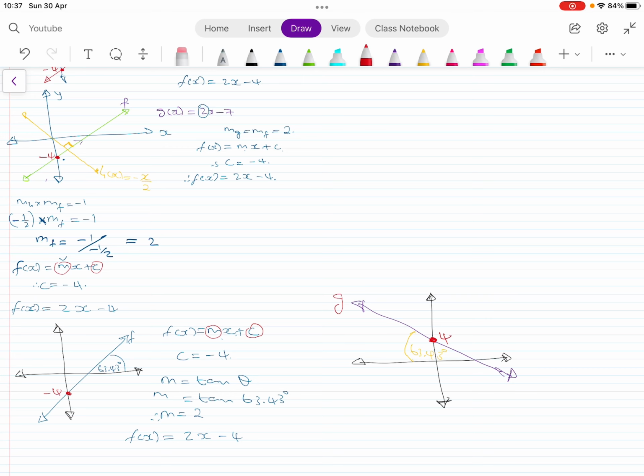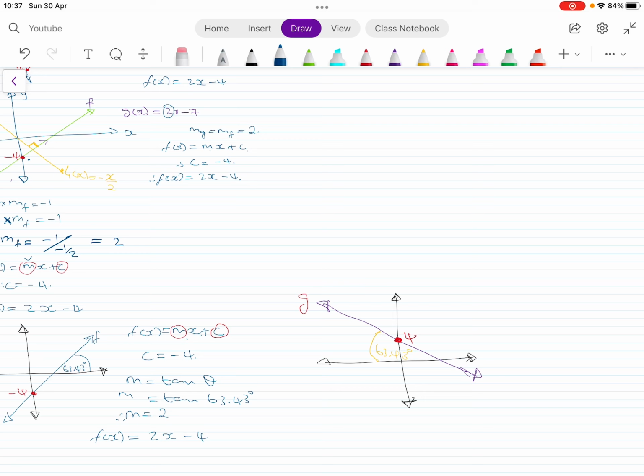The first thing we do again is to say g of x is equal to mx plus c. That is the standard equation. Then we know we're looking for c and m, then we can write the final equation. But c is the y-intercept, therefore c equals +4 again.